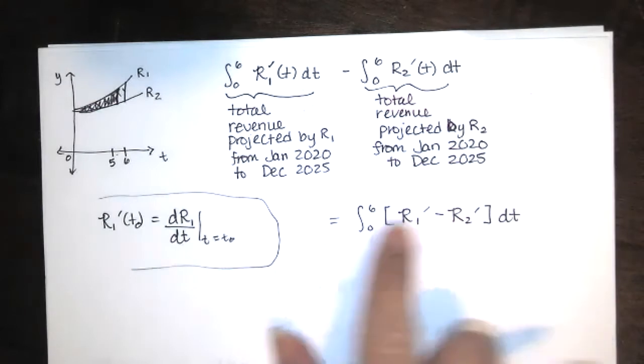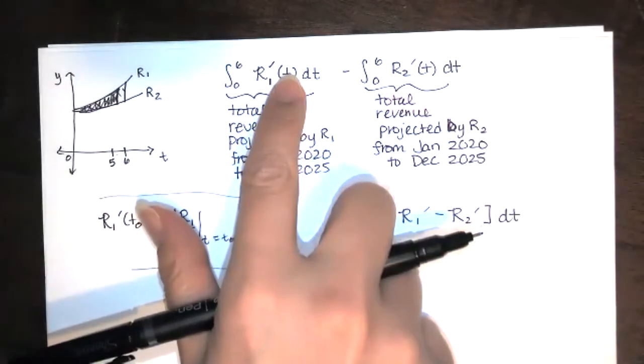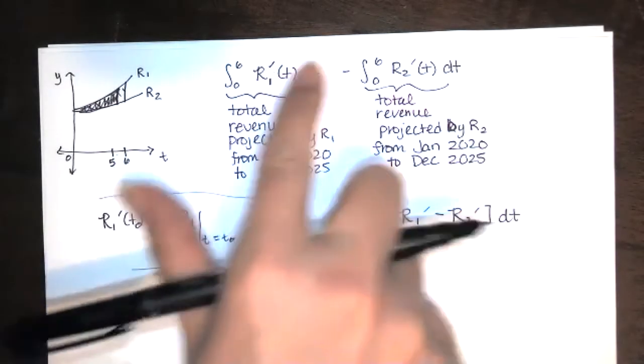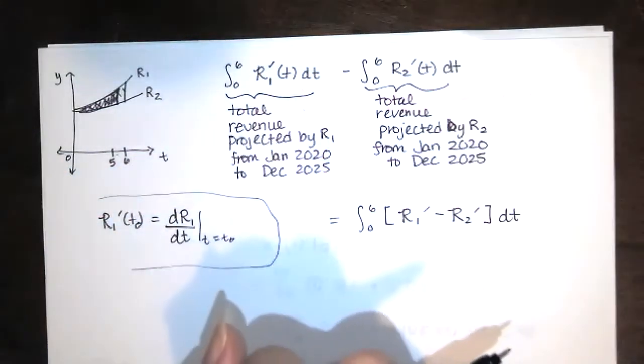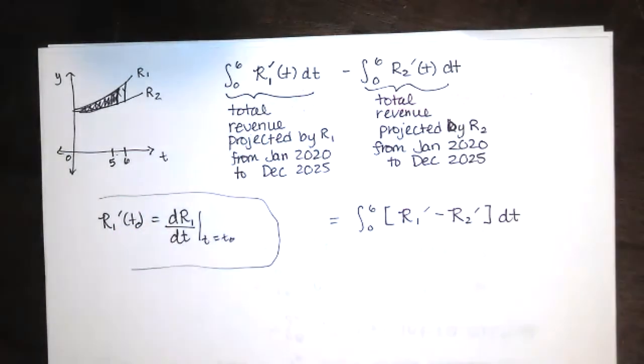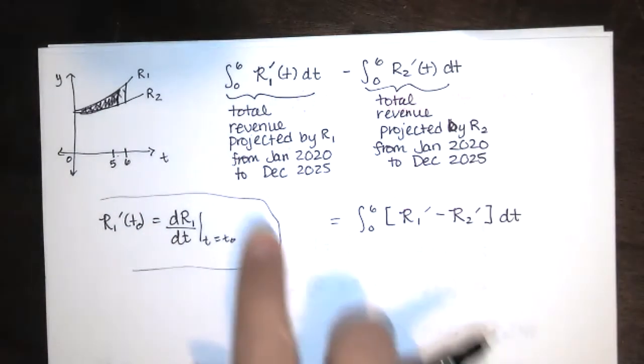But this is going to give you a change in revenue per unit time times time. So that's going to give me a change in revenue. We're going to add up all the changes in revenue. We're going to get a total change in revenue, or total accumulated revenue we can think of, over that time interval.